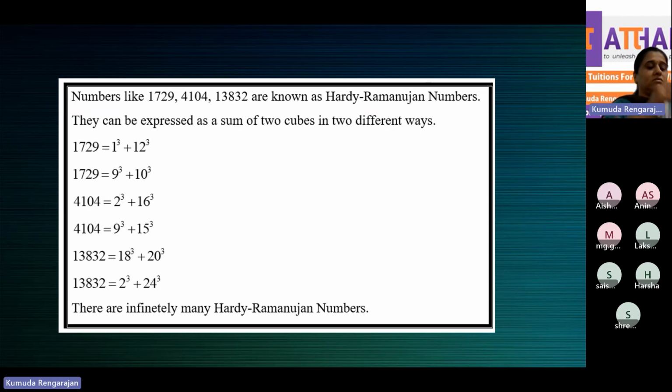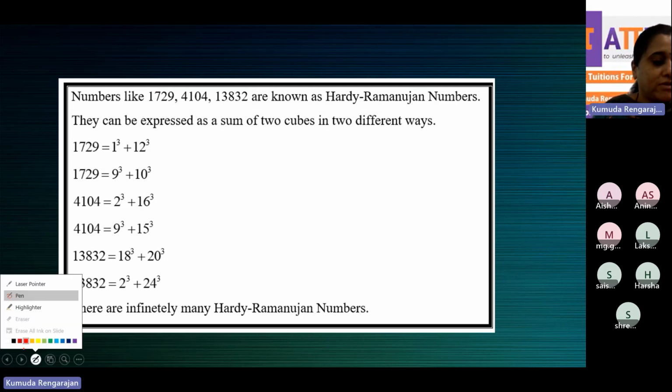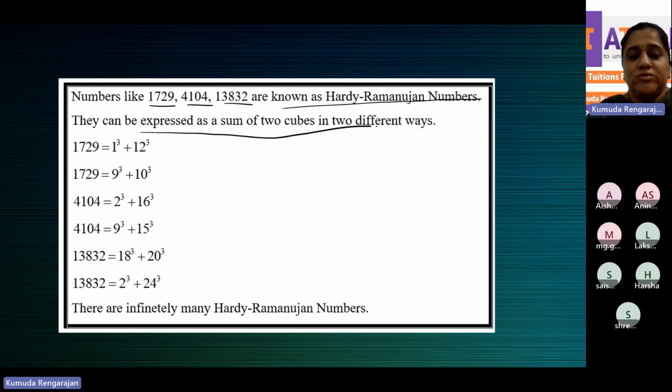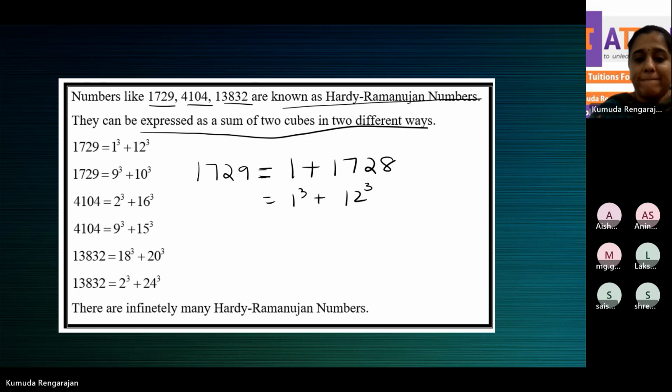There are some examples here. Numbers like these are known as Hardy-Ramanujan numbers because they can be expressed as the sum of two cubes in two different ways. Now 1729 is equal to 1 plus 1728, and this is nothing but 1 cubed plus 12 cubed.